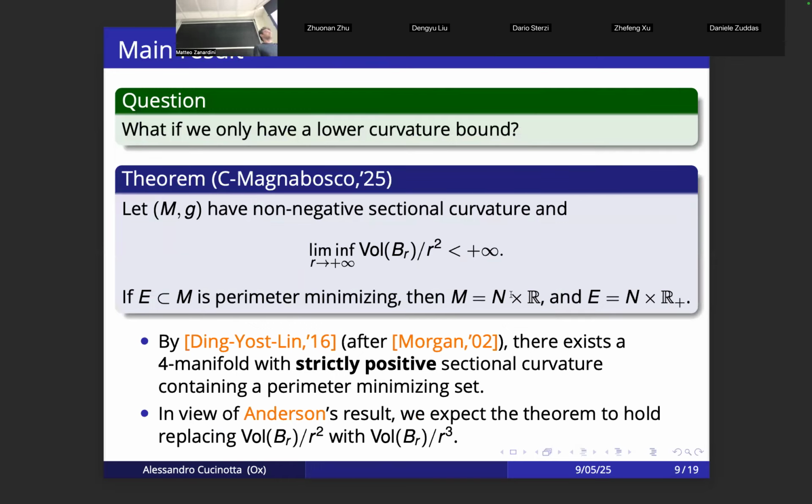Questions on this or the result? Yes. They said E a priori is non-smooth. It's not smooth. Yeah, this is a good question. So the set E is non-smooth, yes, because we have no restriction on the dimension.